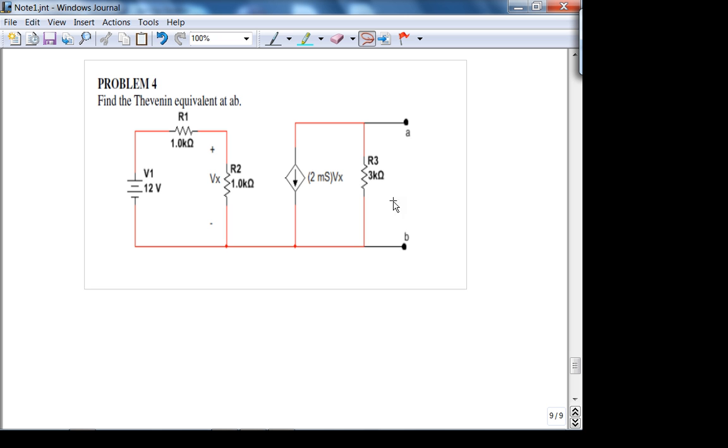So the question is, find the Thevenin equivalent at AB. So we have to find the open circuit voltage and the short circuit current. Look, there are shortcuts to Thevenin's theorem. You can turn off independent sources, put a test source in, and find RTHEV. But the essence is, you find the open circuit voltage and the short circuit current.